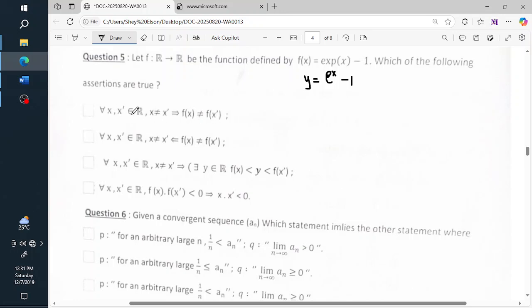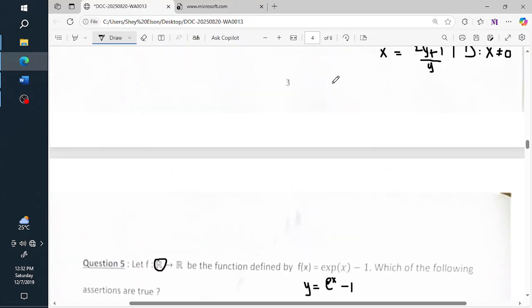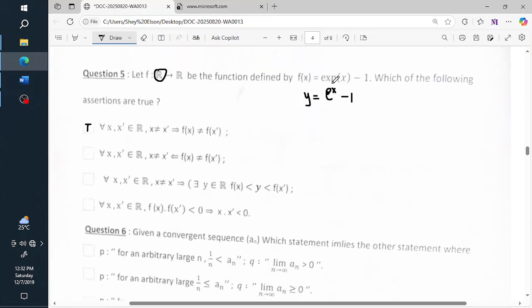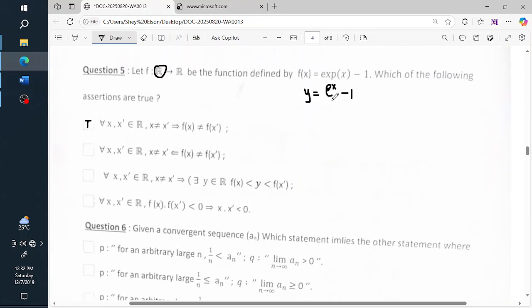So x and x prime are in the domain, and then they're telling us that x not equal to x prime implies f of x not equal to f of x prime. Yes, that is true. But let's justify. You kind of see this is similar to the previous one on injectivity. So let's verify if this function is injective.